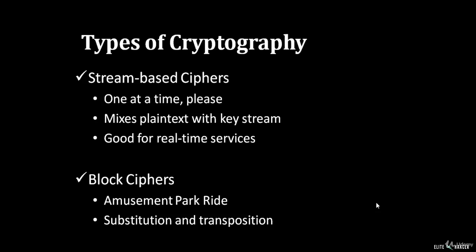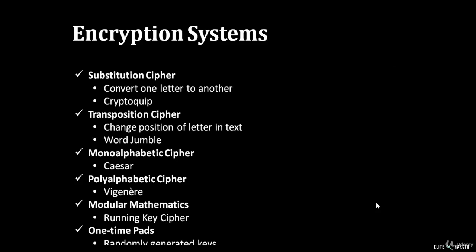Stream ciphers are fast and easy to implement in hardware and thus are good for real-time services. Block ciphers are stronger but slower and often implemented in software. Now just a brief introduction to the different types of encryption systems.